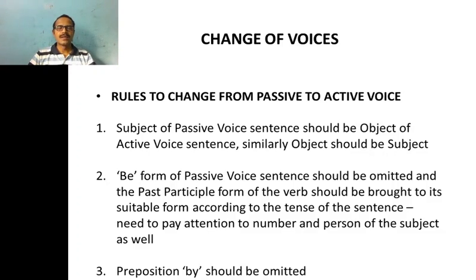And at last, in passive voice sentences, we have the preposition by before our objects. Now, when we change a sentence from passive to active, we need to remove that by also. By should be omitted. These are the three important rules that we should keep in mind when we change a sentence from passive to active.